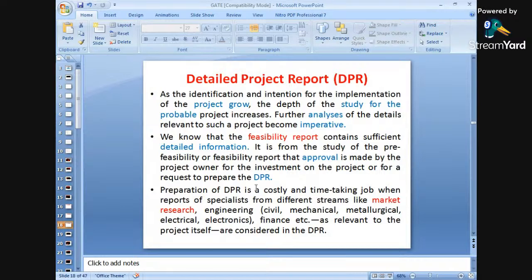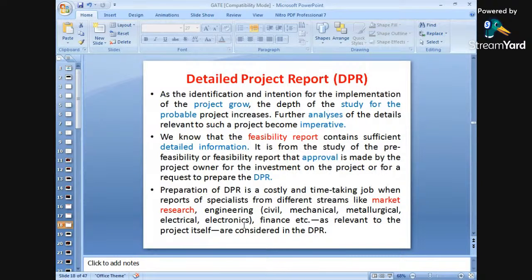That is the detailed project report. The preparation of a DPR is costly. That means various activities will be considered, various things will be considered, and to carry out the various activities and the various processes in the construction work. So the DPR is a very costly and time-taking job, because time will be required for execution, or for carrying out a particular type of work. It also needs reports of specialists from different streams like market research, engineering, or civil and mechanical, that is different engineering fields.